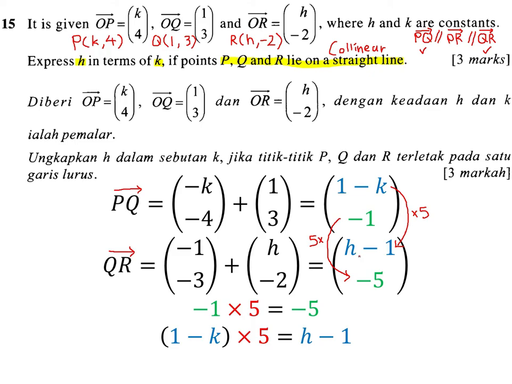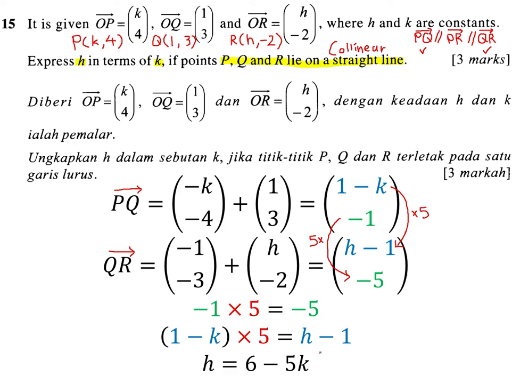Okay, so this one is a shortcut that I explained the other day. You can directly read it from the vector itself. Then you know already what will happen to the x or the y. So I just multiply it. And since I want the h in front, I move the negative 1 to the front. So I will get my answer. h is equal to 6 minus 5k. With that, I get my h in terms of k.